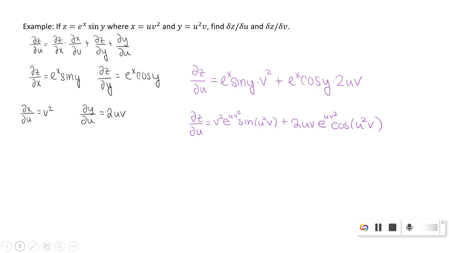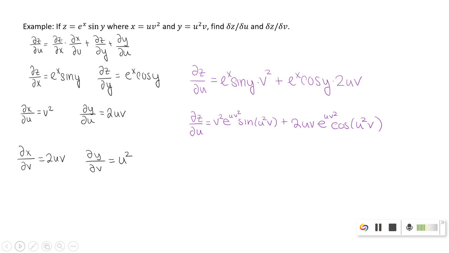and then finally we can get our final answer in terms of u's and v's by just going through and replacing the x's and y's with the given expressions. So I just rewrote the first term. I put the v squared in the front, so v squared, and then e to the x turned into e to the uv squared, and then we get sine of u squared v, that's my sine of y, and then for the second term I put the 2uv in front, and then same idea, e to the uv squared cosine u squared v. So there's my derivative with respect to u.